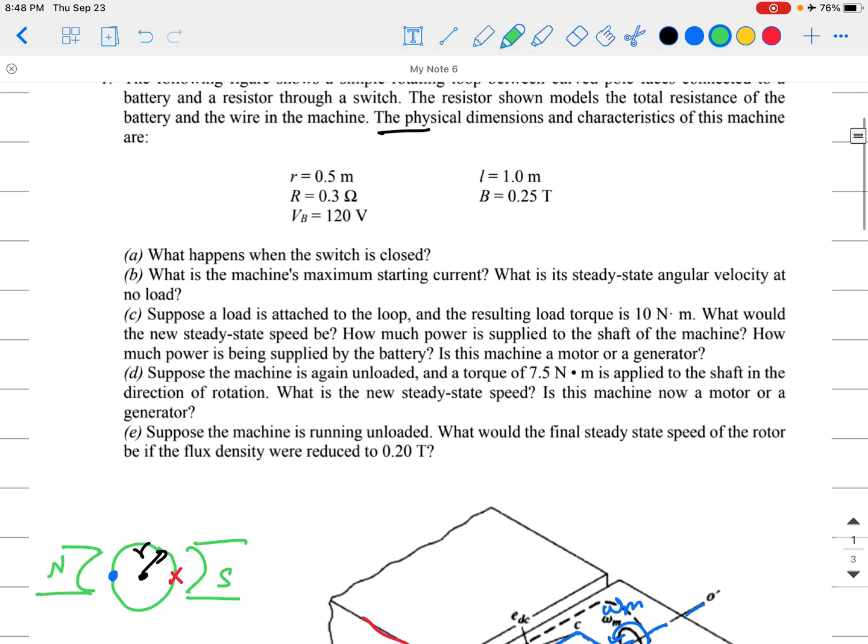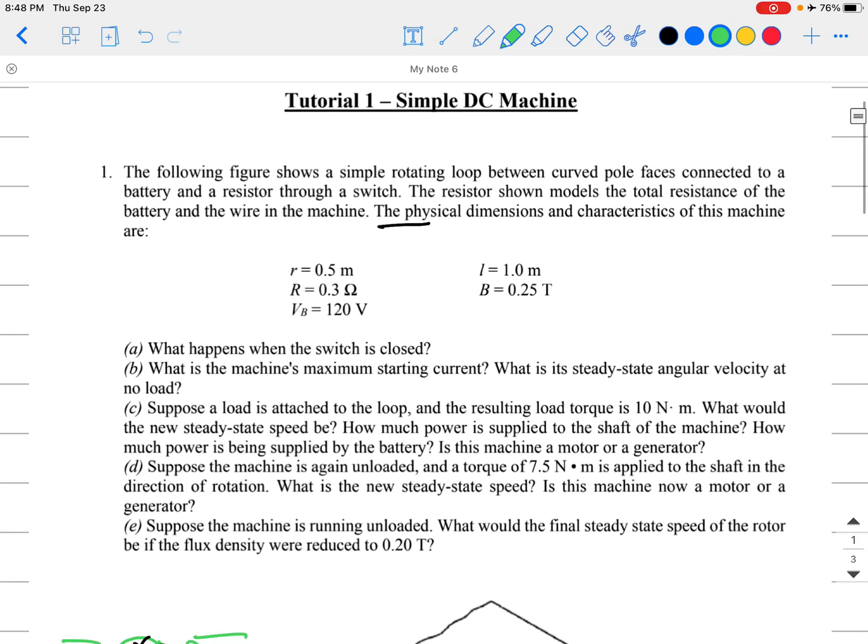And capital B is 0.25 Teslas, which is the flux density of the machine. Okay, guys? It's very important, when you're trying to solve a question, to think as an engineer. It's not just a mathematical problem we're trying to solve. Imagine in your head that you're solving a real-life engineering application. That's something you want to find, okay?